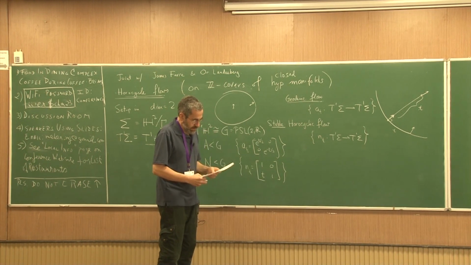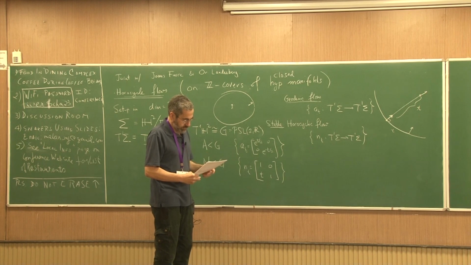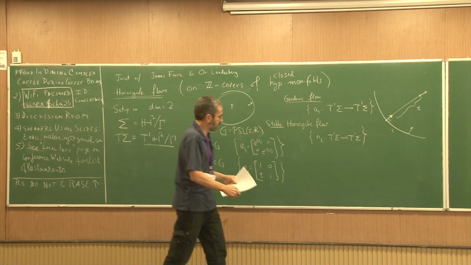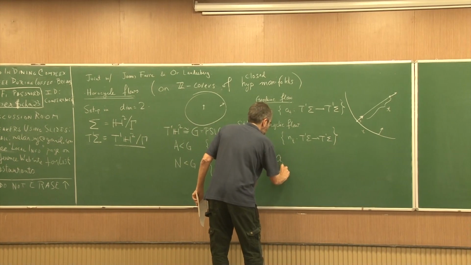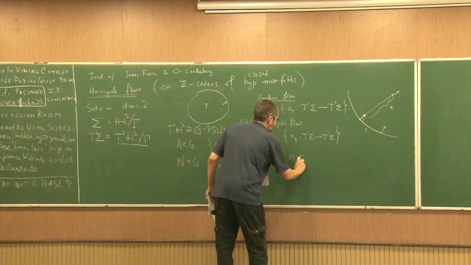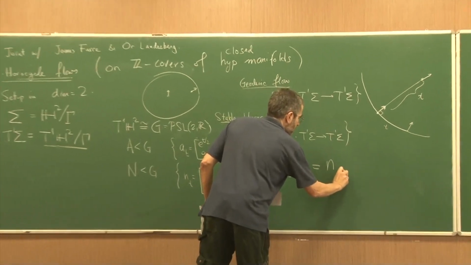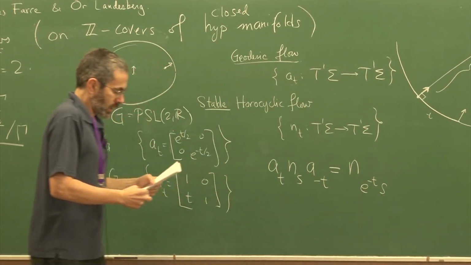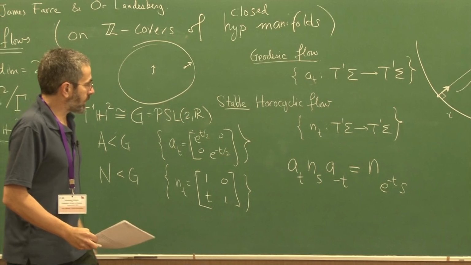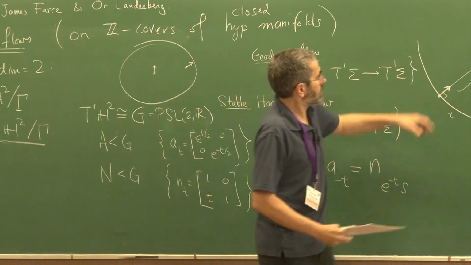So what do I actually want? I'm going to write this carefully. Where was it? I want this relation to hold between them. AT n s a minus t is equal to n e to the minus ts. So what that means geometrically in this picture is the following.